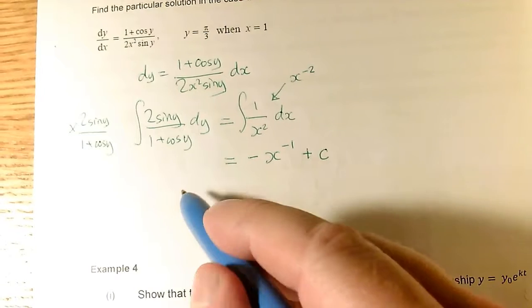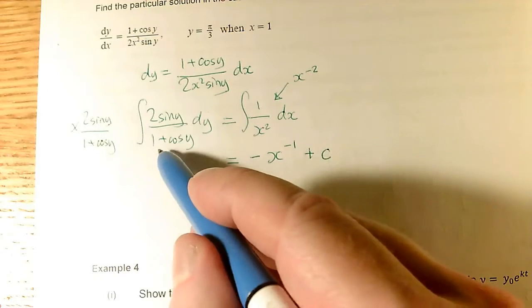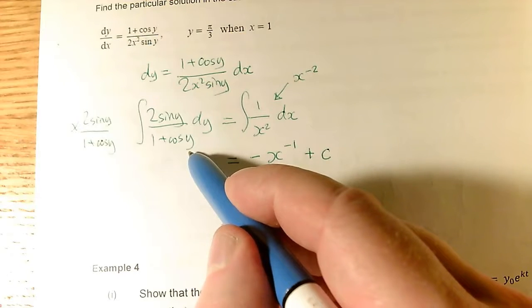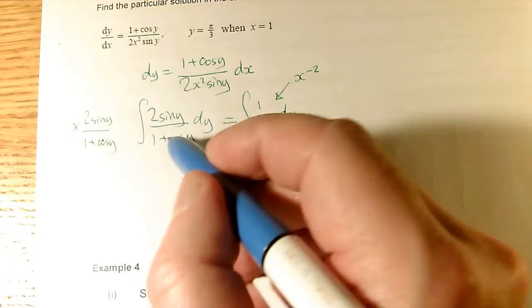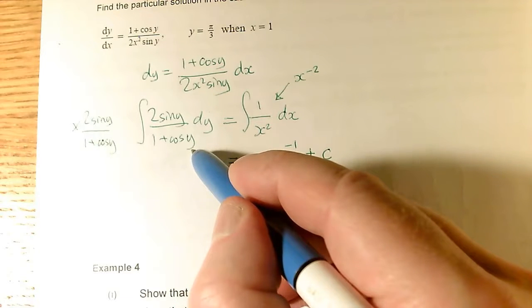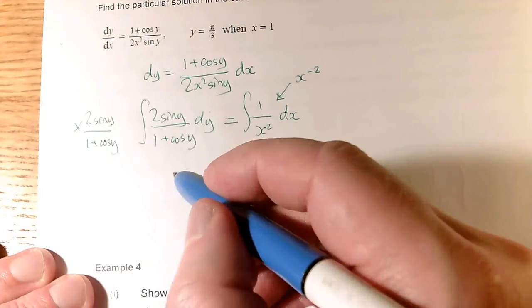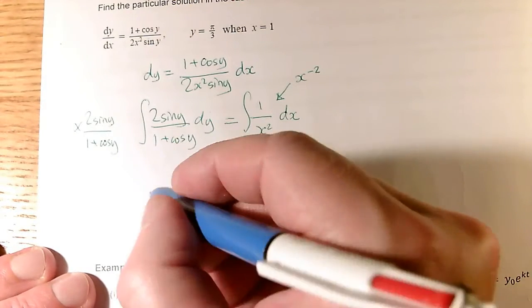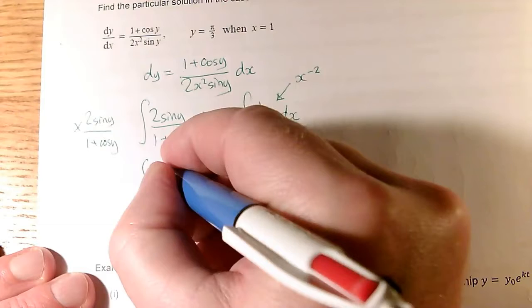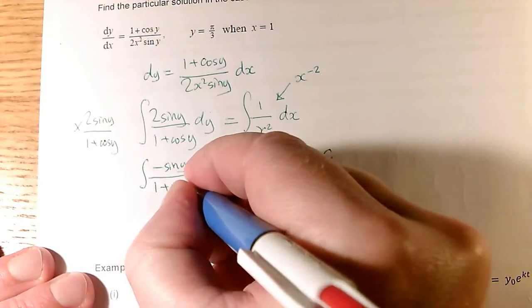Now on the other side, 1 plus cos y on the bottom, 2 sine y on the top. Well, when I differentiate the bottom, I don't quite get the top. If I differentiate 1, it goes. If I differentiate cos y, I get minus sine y. Remember, cos differentiates to a minus sine. So the integral I could do would be minus sine y on the top over 1 plus cos y dy.